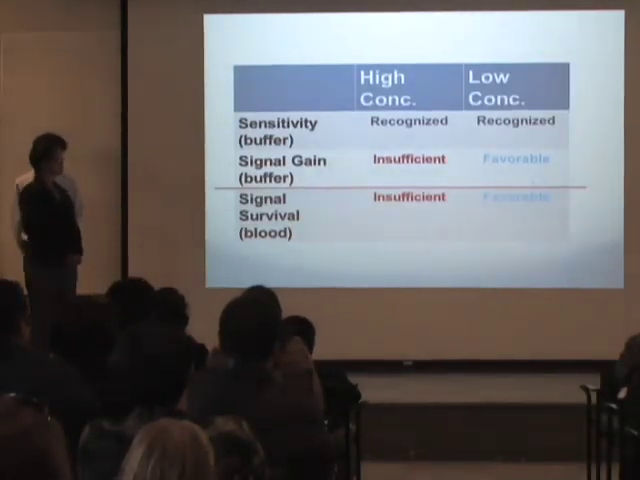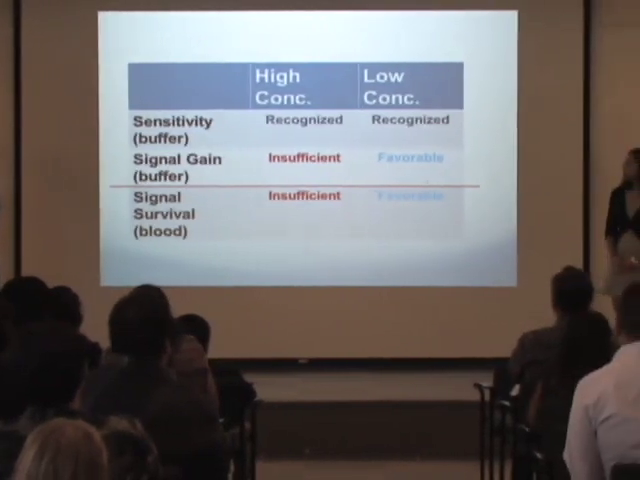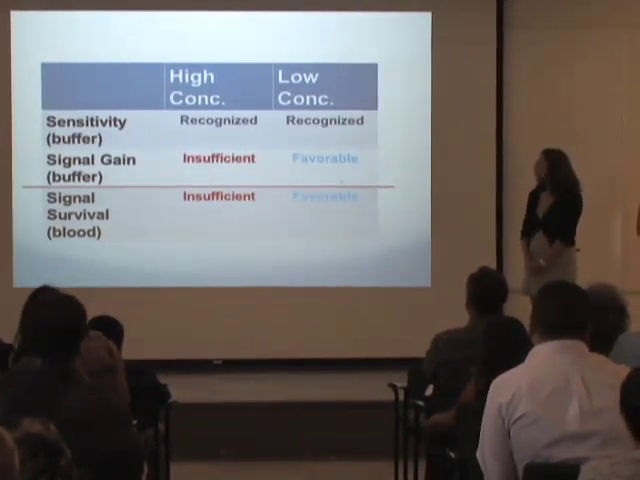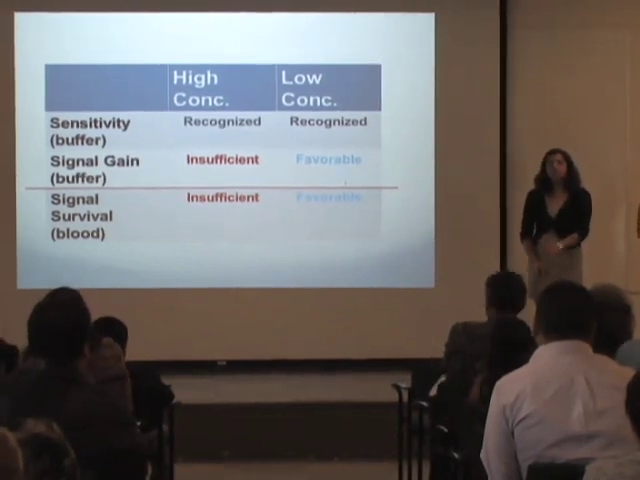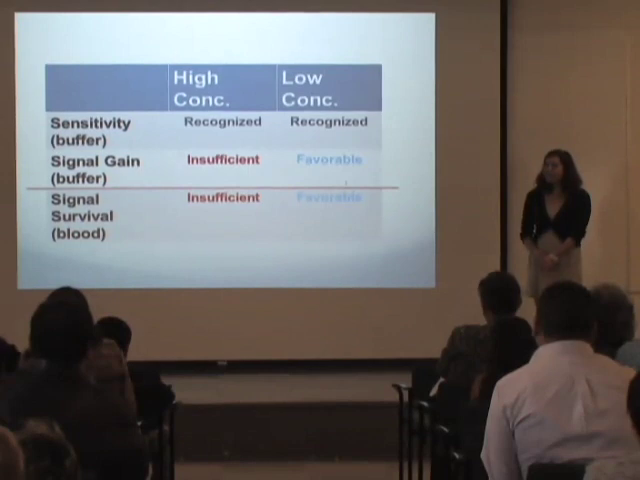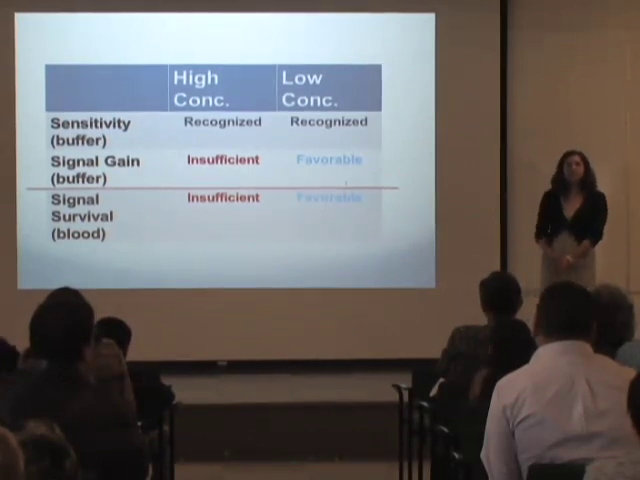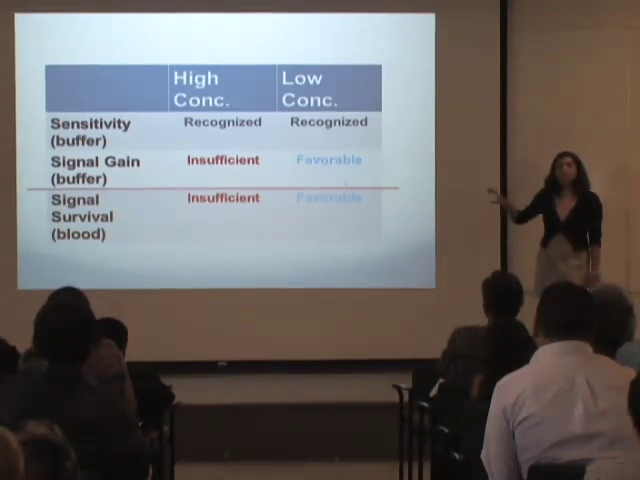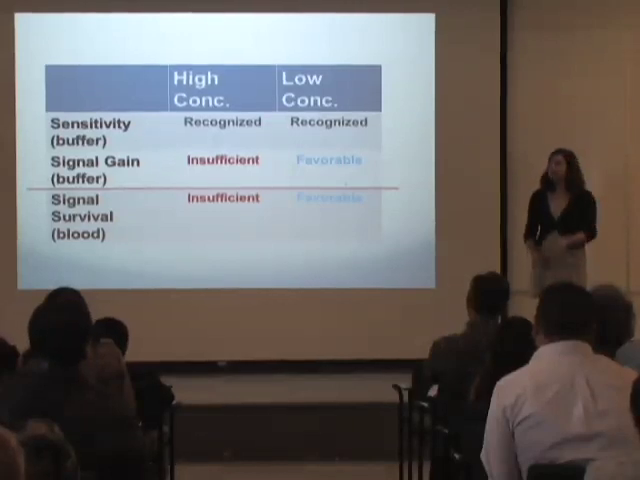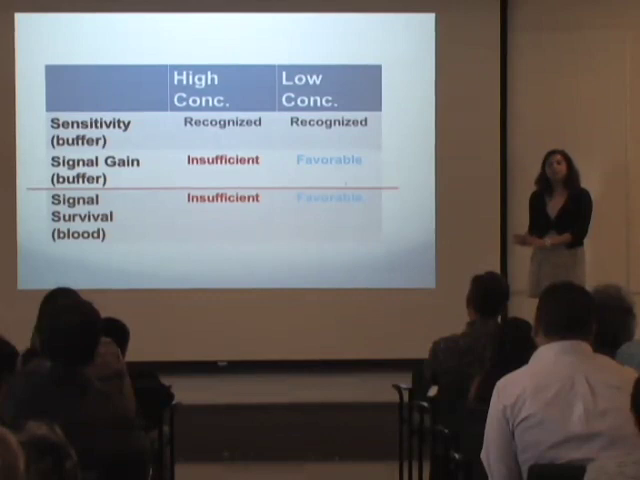First, when we tested our electrodes in buffer, we found that the sensitivity, which is the lowest concentration detected on our sensor, was recognized in both high concentration and low concentration. And our signal gain, which is the highest percentage found when drug is added, was favorable in the low concentration. When we tested it in blood, we also found that the low concentration sensor was more favorable for signal survival. So overall, our low concentration sensor worked better in buffer and in blood.